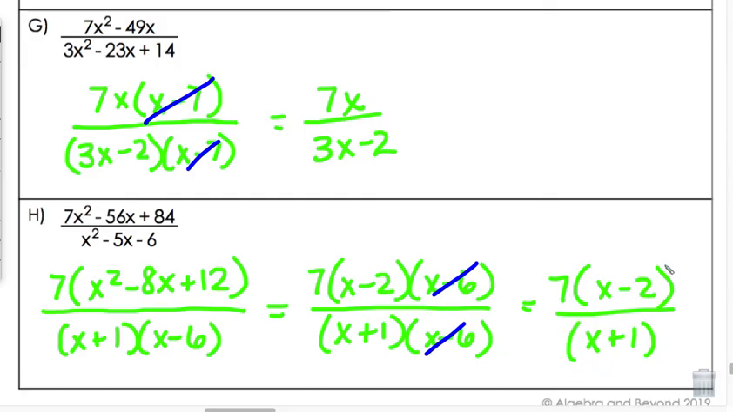Okay, you don't need to have the parentheses here in the denominator, but it's up to you. And again, if we want to write it in standard form, we would say it's 7x minus 14 all over x plus 1. Okay, either one would be correct. All right, I hope this helped.